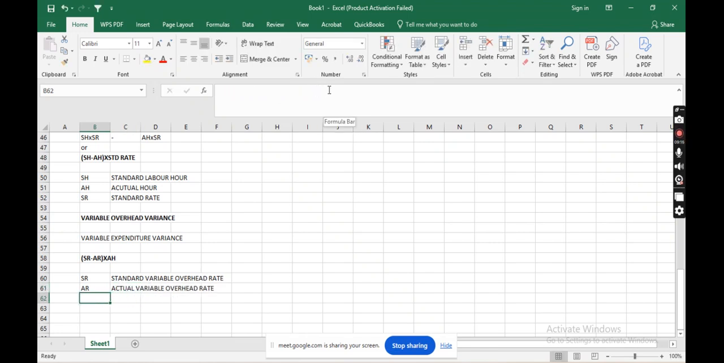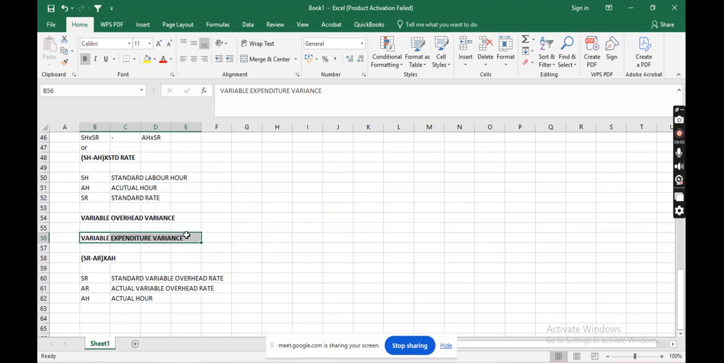Then the last one is the actual hour. This is actual variable. This is actual hour. Sometimes you may have actual variable overhead hour. Fine. But most times you will have the actual what? Actual hour. So if you have the actual variable overhead hour, use it. If you don't have, you move on.